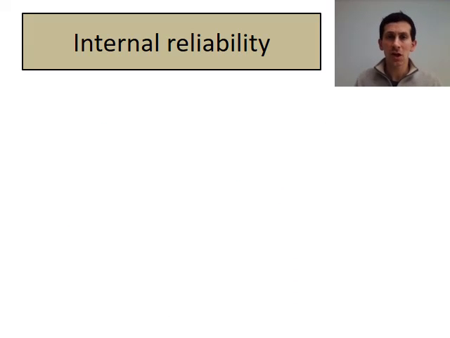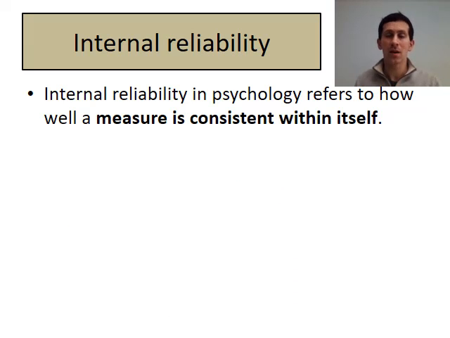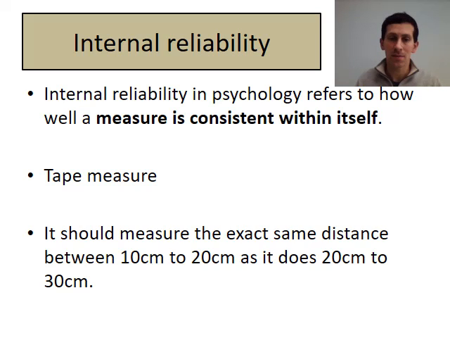We've also got something called internal reliability, and this is whether a measure is consistent within itself. So if you think about a tape measure, every single distance between 10 to 20 centimeters is the same as between 20 to 30, between 30 and 40. That measure is always the same. So a tape measure, for example, would have high levels of internal reliability. The distance between each of those 10 centimeters is always the exact same.